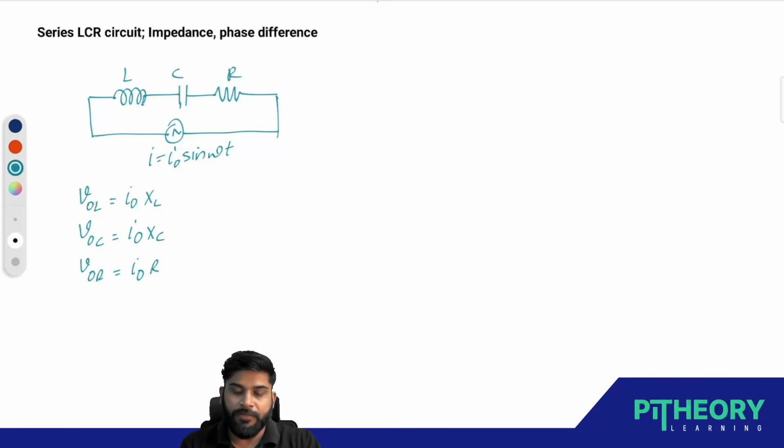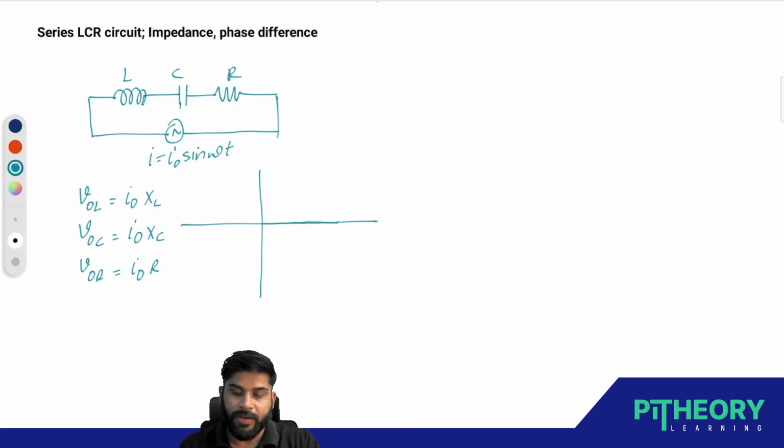So if we are going to draw the phasor diagram here, how will I draw it? See, if I take the voltage across the resistor, what would that be? This is the current, this is the peak value of current, let's say, correct?